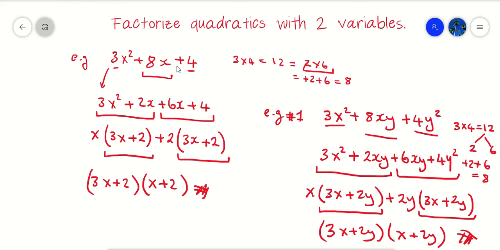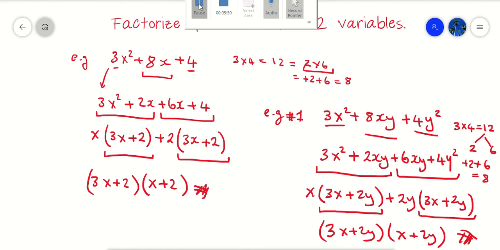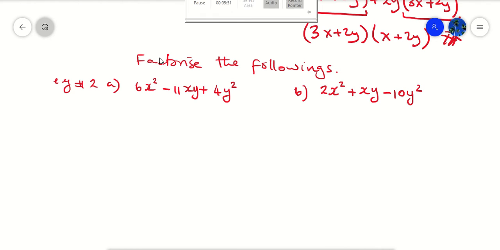Let's have a look at a few more examples and then we'll see how we can do it. Right, let's have a look at example number 2. They're just giving us two expressions to factorize. You have two parts, part A and part B.